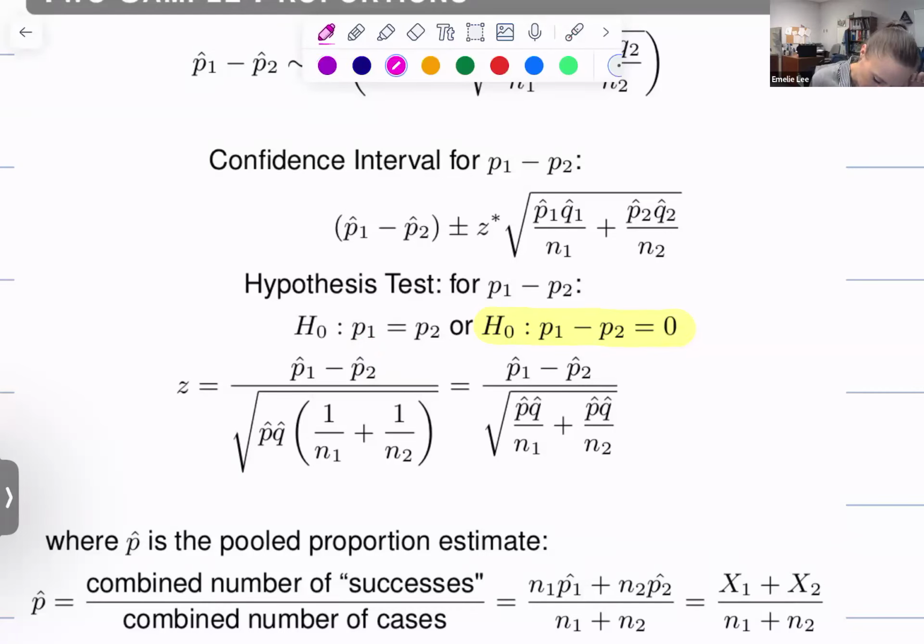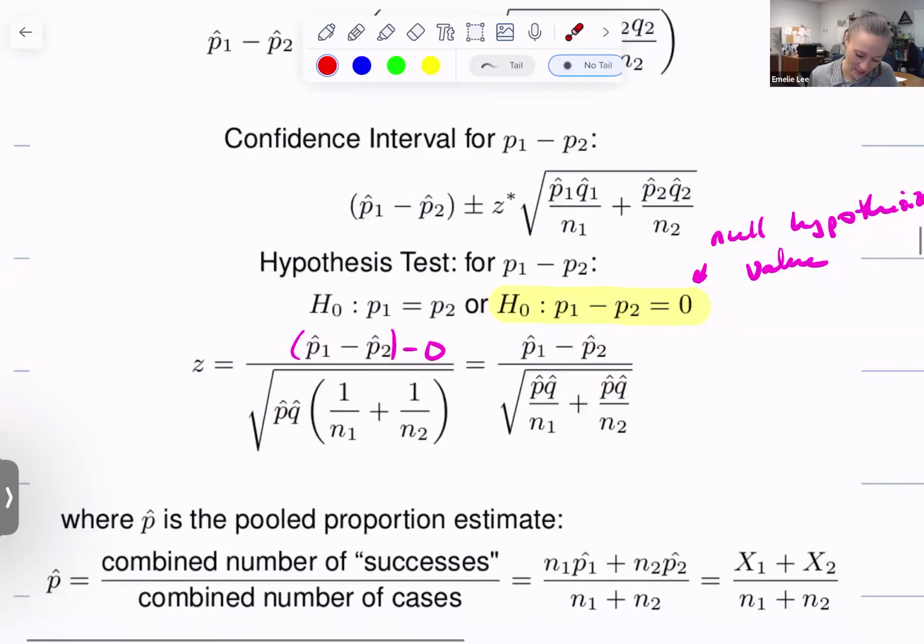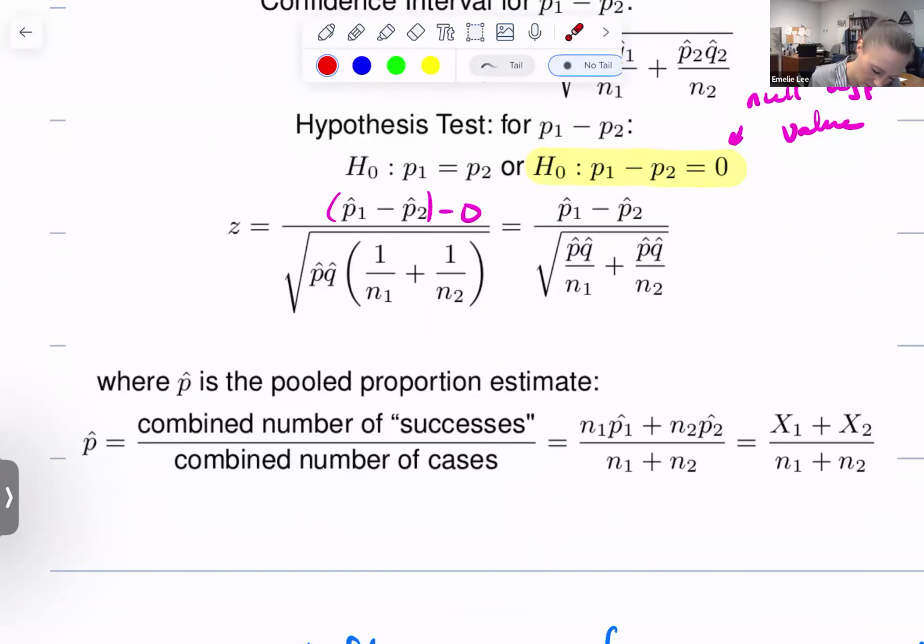So this is the null hypothesized value, which means that this is technically minus 0. How far is P1 hat minus P2 hat from 0? Then we run into a little bit of a glitch. I don't use this second version, so you can ignore it if you want. I'm just going to focus on the first one. They're the same. All that's happened is that this P hat Q hat has been distributed over the Ns. I think that's more keystrokes, so I don't like it, but some people like it.